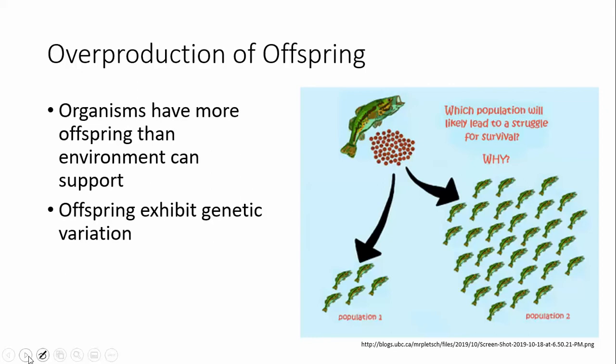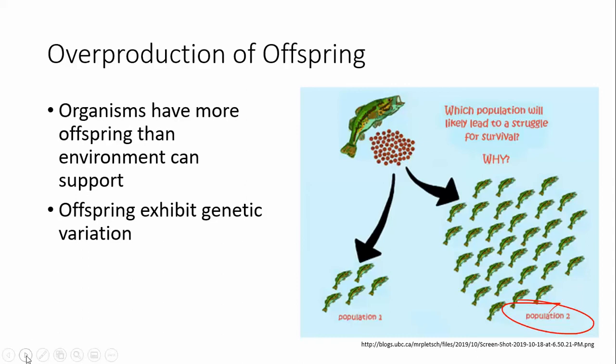So here you see a fish spawning and two different possible populations that could come from that one fish. The small population, population 1, and the large population, population 2. Obviously, if you have more organisms who eat the same food source, use the same resources, or share the same niche, they're going to compete with each other more. And so population 2 is likely going to experience a much greater competition or struggle for survival.